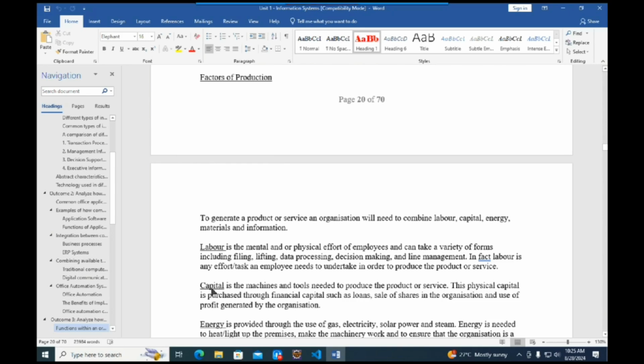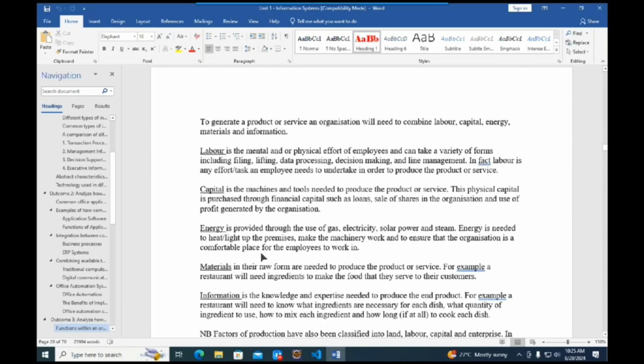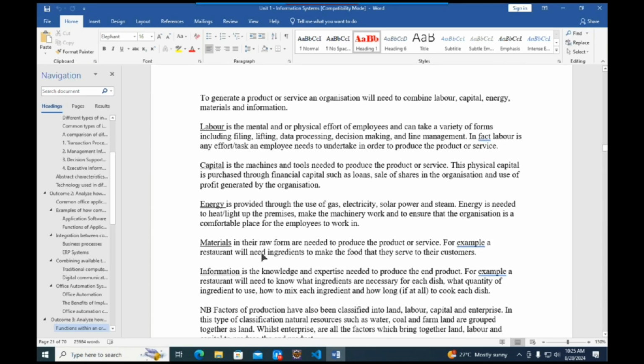So when we look at labor, it is basically an effort or a task that an employee undertakes in the course of producing a product or a service. The task that an employee takes in the course of producing a product or a service is what we call labor.